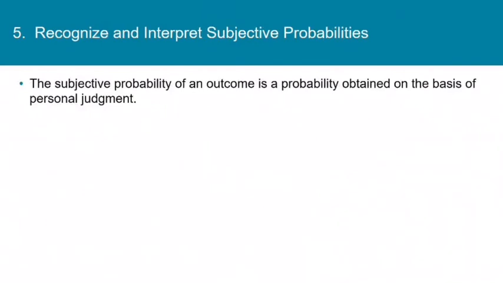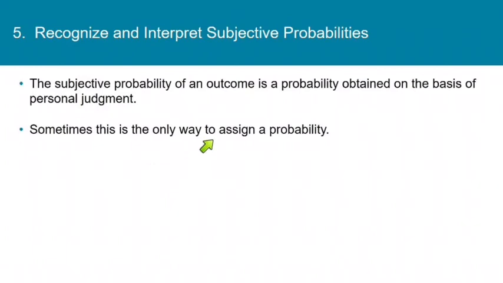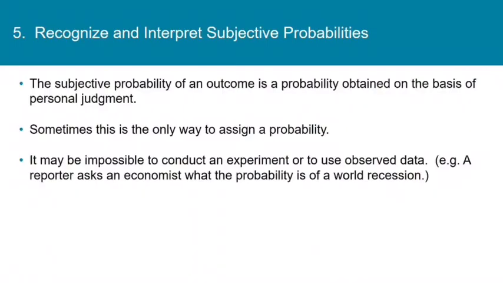And the last type of probability we want to talk about is subjective probability, and we're not going to dwell on it very much, but it does exist, so I thought we'd talk about it just for a second. The subjective probability of an outcome is a probability obtained on the basis of personal judgment. That is a sheer guess. Sometimes this is the only way to assign a probability. It may be impossible to conduct an experiment or to use observed data.